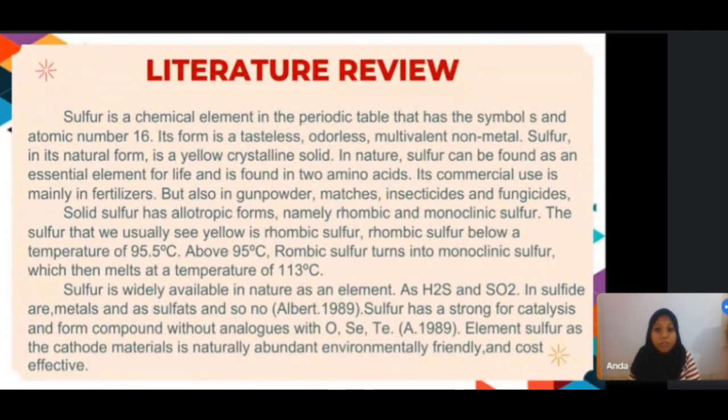Literature review. Sulfur is a chemical element in the periodic table that has the symbol S and atomic number 16. Its form is a solid non-metal. Sulfur's natural form is a yellow crystal. Solid in nature, sulfur can be found as an essential element for life and is found in two amino acids. Its commercial use is mainly in fertilizer, but also gunpowder, matches and pesticides.